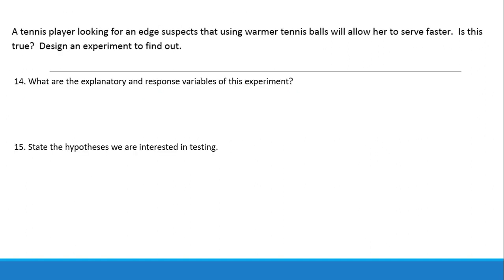A tennis player looking for an edge suspects that using warmer tennis balls will allow her to serve faster. Is this true? So what are the explanatory and response variables? So our explanatory variable is the temperature of the tennis ball. And the response is the speed of the serve.